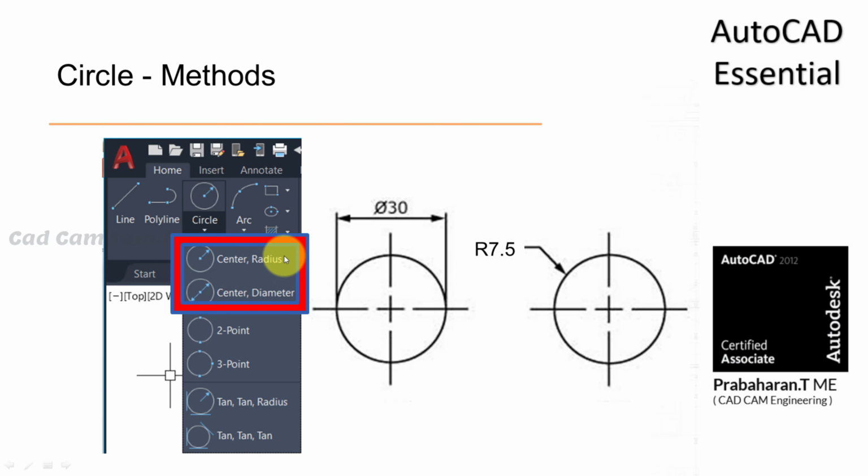Then why are both needed? Either one, center radius or center diameter, is enough, no? Why do we need both methods? That is my question. You may think that the center diameter option is not needed at all. But in AutoCAD, whatever is given, there is some reason. What is the reason behind this? We are going to discuss it now.